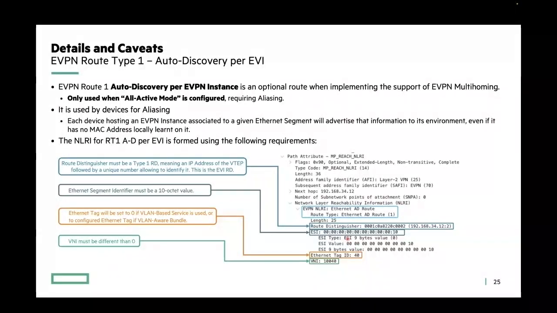The other two differences are the Ethernet tag ID, which in that case is set to 40, but this field should be set to 0 if VLAN-based service is in use, or to the Ethernet tag value if VLAN-aware bundle is configured. And finally, we have the VNI, which must be set to the ID set at the layer 2 VNI level. These values allow us to determine that this is an RT1 AD per EVI.